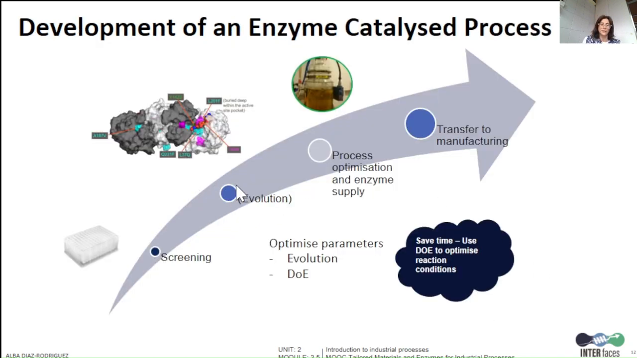So after we completed the evolution of the enzyme, we needed to optimize the process. Although it is true that you are able to optimize some of the parameters through the evolution of the enzyme, it is very convenient to run a design of experiments, a DOE, and that saves time but also helps to understand the different parameters of the reaction. So you make sure that you work in a space where your process is very robust. Once you complete your DOE, that reaction would be ready for manufacturing.